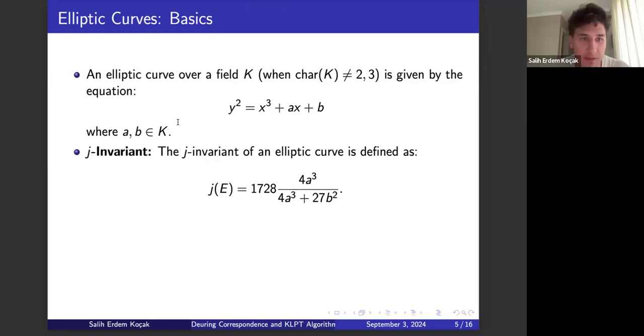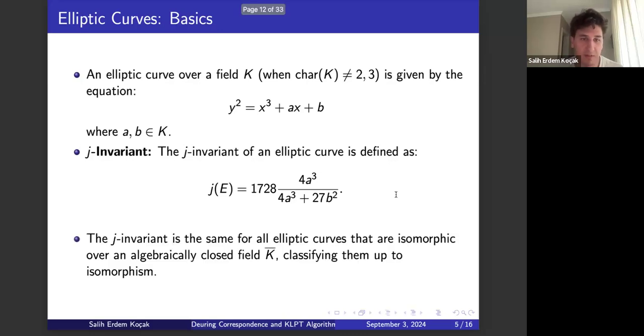Here A and B are constants from K, the field that we are working on. And a concept with elliptic curves is the j-invariant of an elliptic curve. And it's defined by the following formula. And this concept will be important because the j-invariant classifies elliptic curves up to isomorphism. So for all elliptic curves isomorphic to each other over an algebraically closed field like K bar, their j-invariant will be the same. So if we have two elliptic curves, and their j-invariant is the same, they are going to be isomorphic.